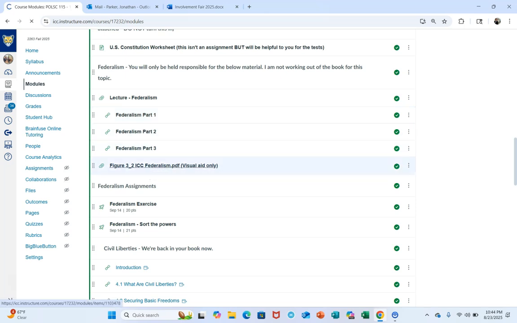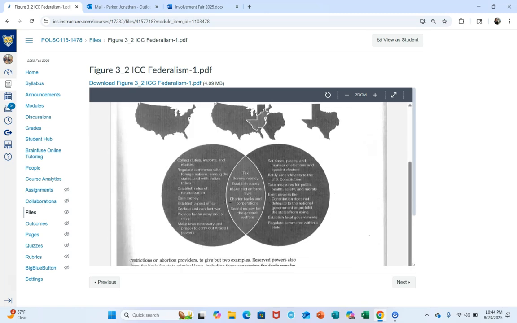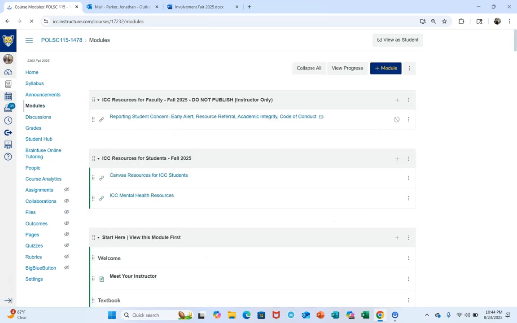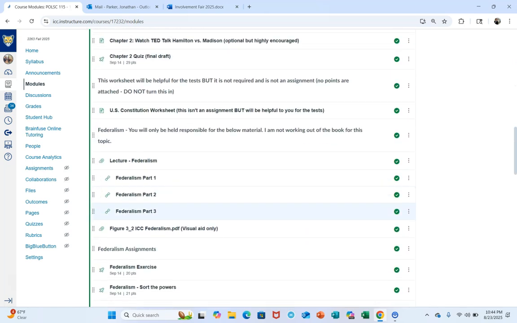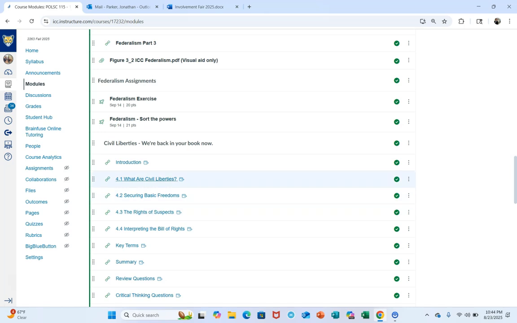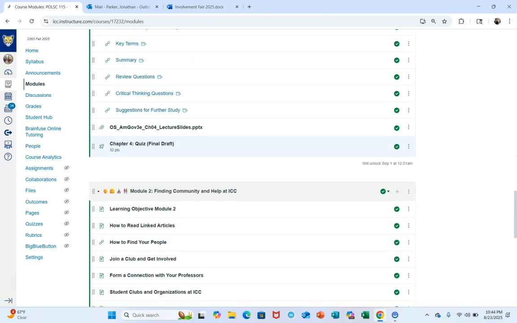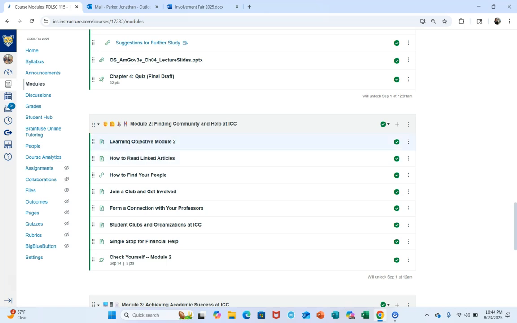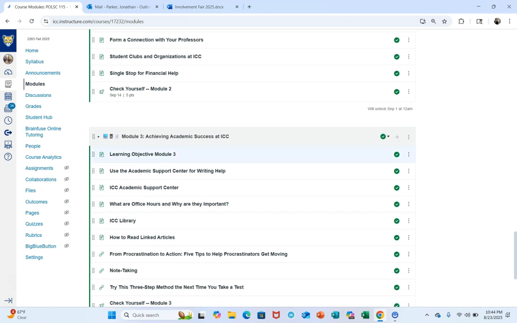It's a visual aid just for your benefit about how the powers are distributed. All right, and you have 2 assignments. Then civil liberties, the readings, lecture slide quiz. Good enough. Then modules 2 and 3 of the first semester experience are due as well on September 14th.